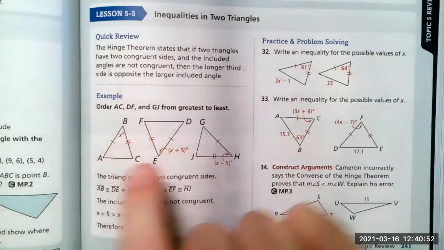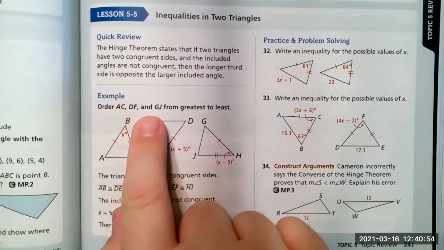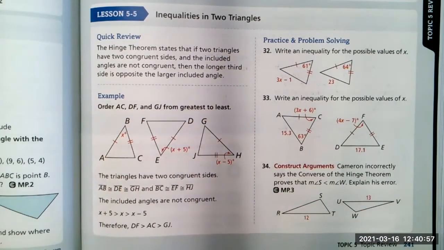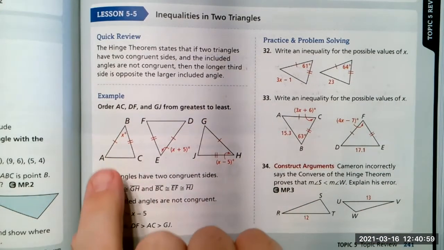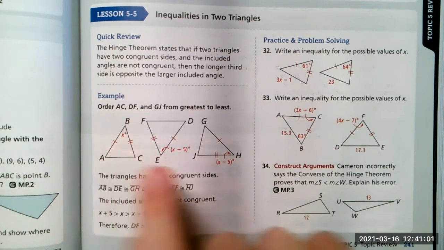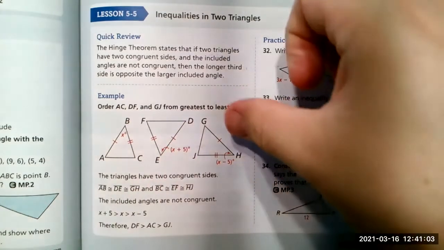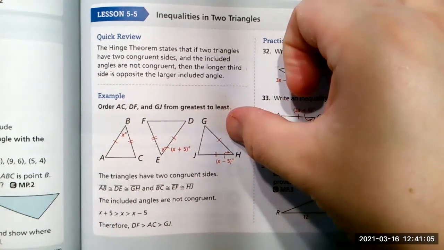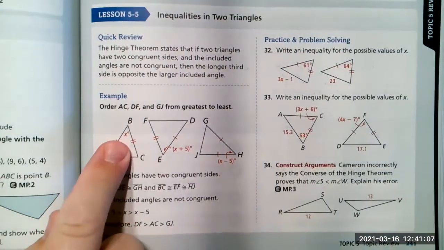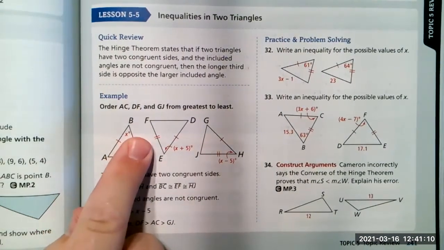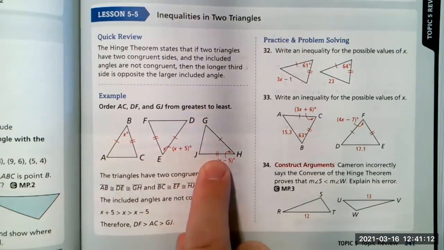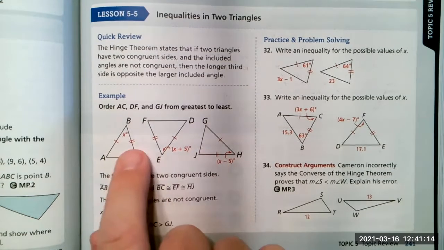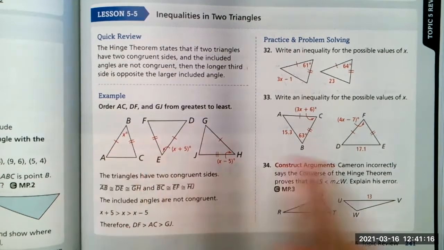So example: order A, C, D, F, and G, J from greatest to least. So let's take a look. They're saying that AB is congruent to DE, which is congruent to GH. And then they're saying BC is congruent to FE, which is also congruent to HJ. Okay, two tick marks go together, one tick marks go together.